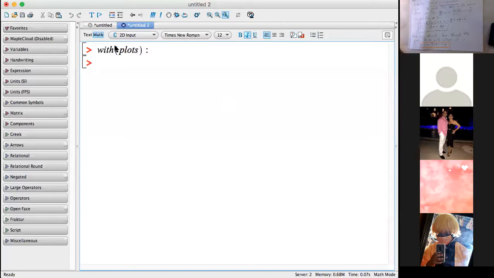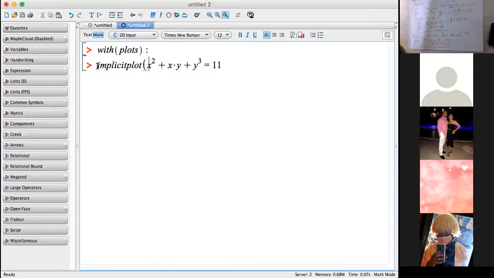There's a package for plotting. What I'm interested in is the curve x squared plus x times y plus y cubed equals 11. And I want to see what the graph looks like.